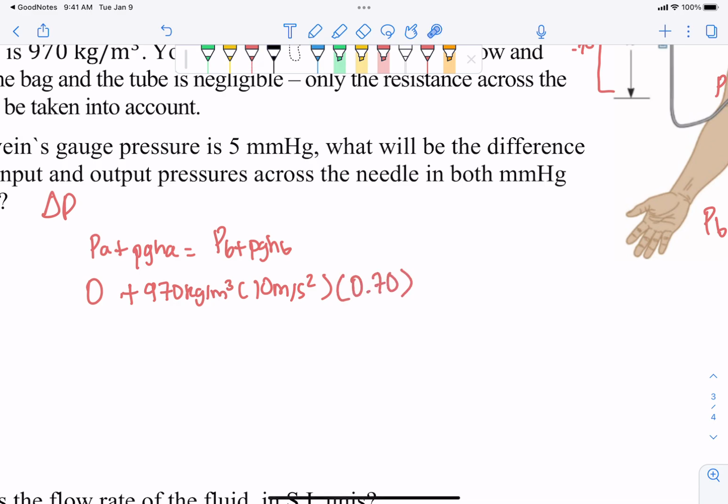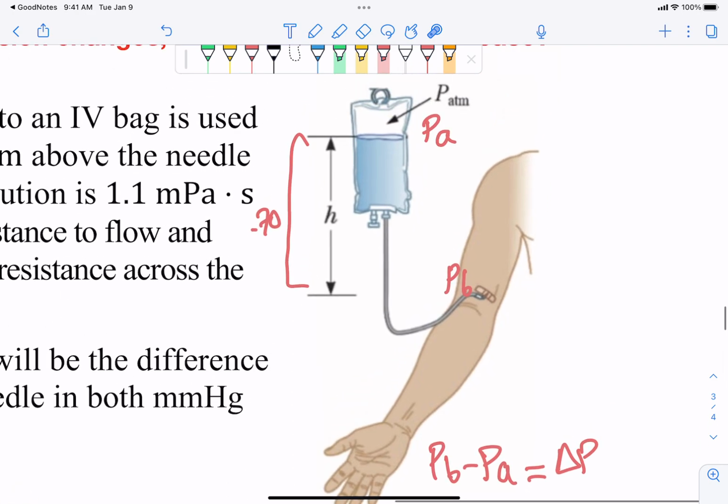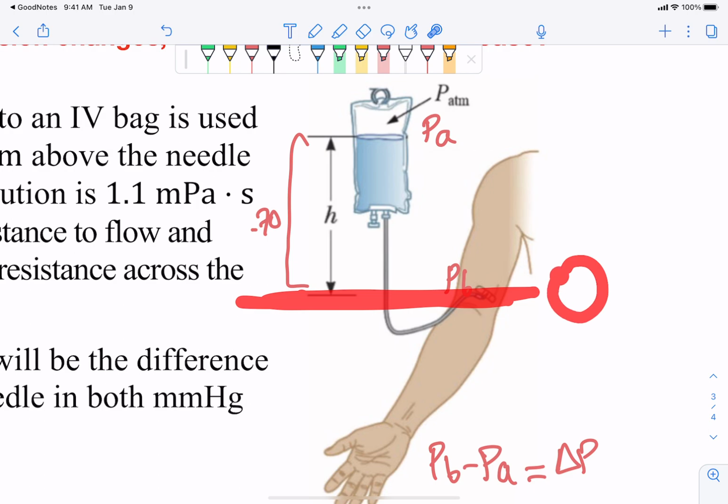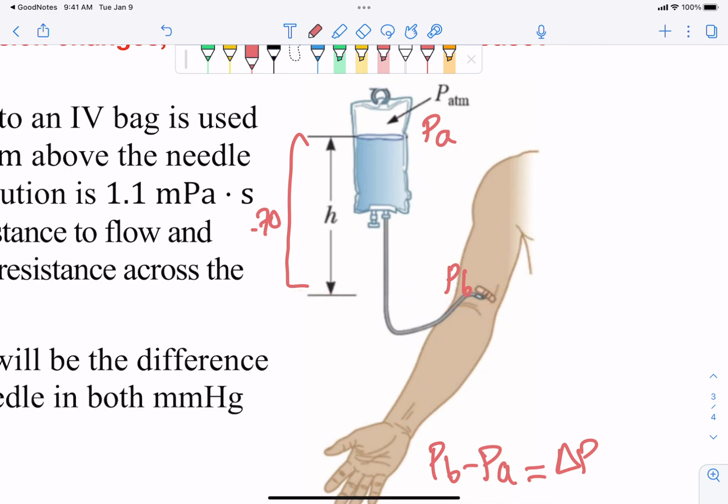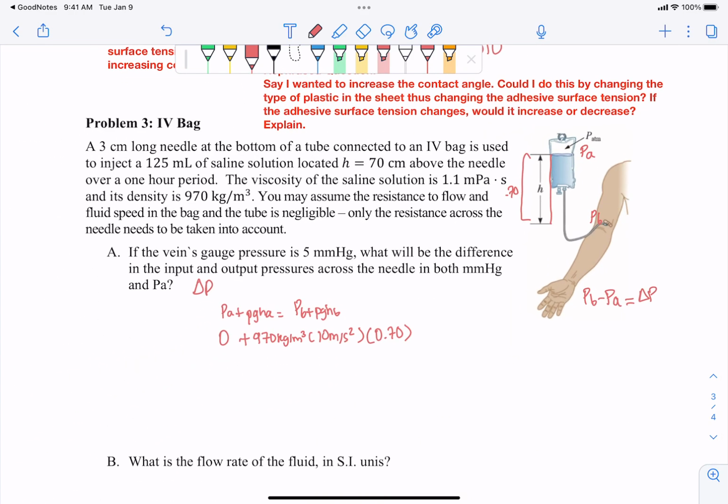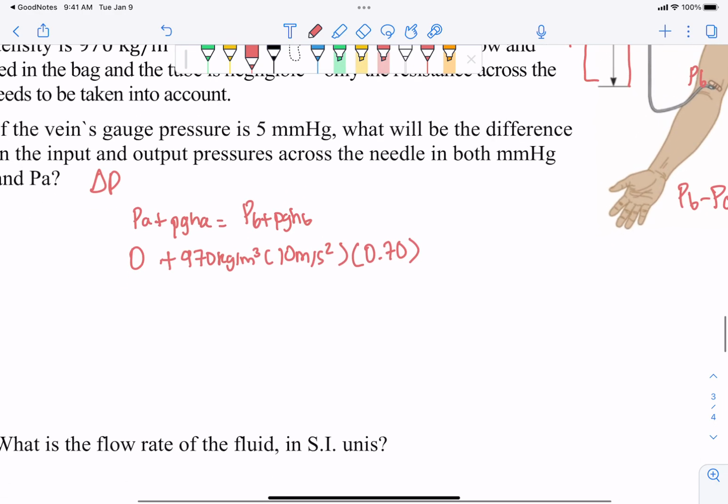This is my personal preference, but when I have PA and PB, I think of B as my bottom value. I always set my PB, or my second value, the one that's at the bottom, as my 0. Whatever's at the top would be my height, and that's 0.70 meters. The reason I do that is then you have things in the positive y-axis, so it makes things easier. So 0.70 there for my height at A.